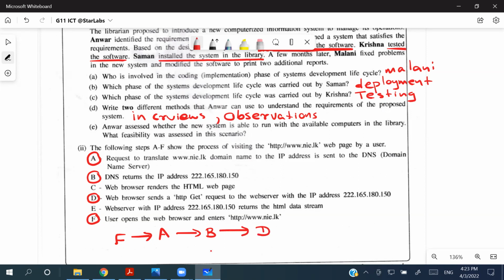Web browser sends a HTTP GET request to the web server with the IP address of this. Then the web server returns. Web server with IP address 222.165.180.150 returns the HTML data stream. Then finally, it's the C. So it's FABDEC.